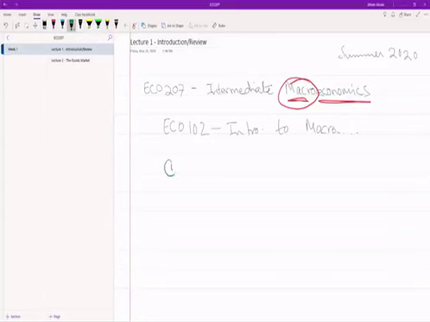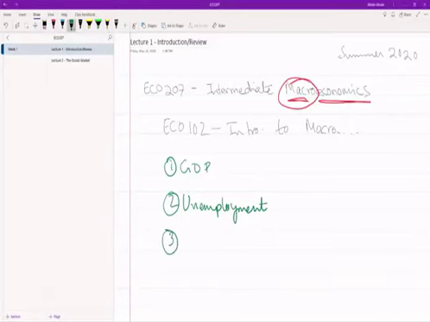Let me write them down. First is GDP. Then we have unemployment. And we have inflation. You all would have spent a sizable portion of your ECO 102 course going through these three concepts.